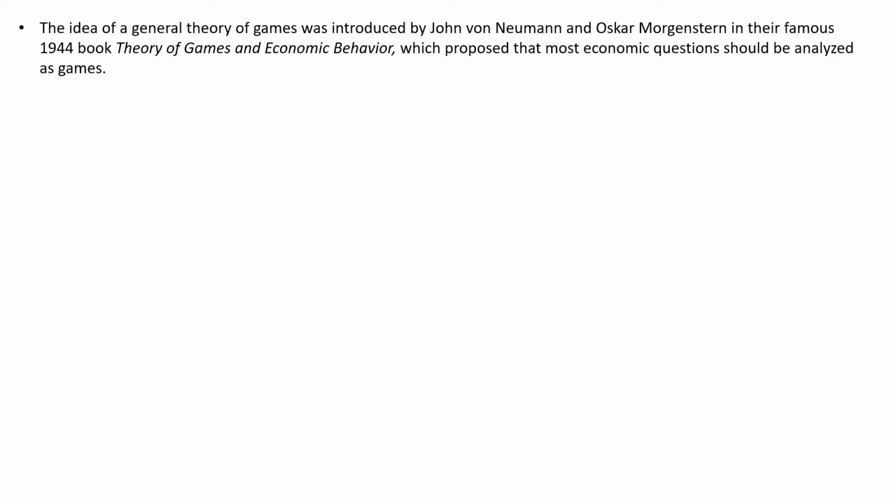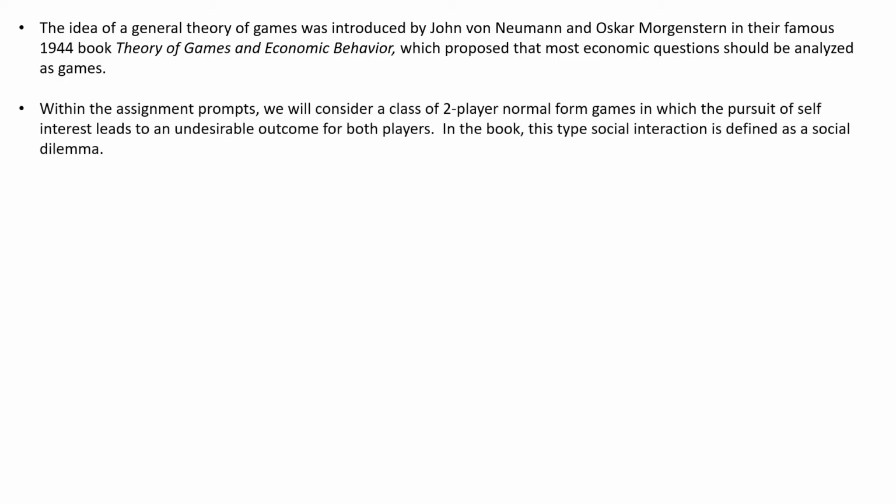In this module, we'll be using game theory to analyze a social interaction between two individuals. The idea of a general theory of games was introduced by John von Neumann and Oscar Morgenstern in their famous book Theory of Games and Economic Behavior, which proposed that most economic questions could and should be analyzed as games. Within this assignment, we will consider a class of two-player normal form games in which the pursuit of self-interest leads to an undesirable outcome for both players. In the text, this type of social interaction is defined as a social dilemma.